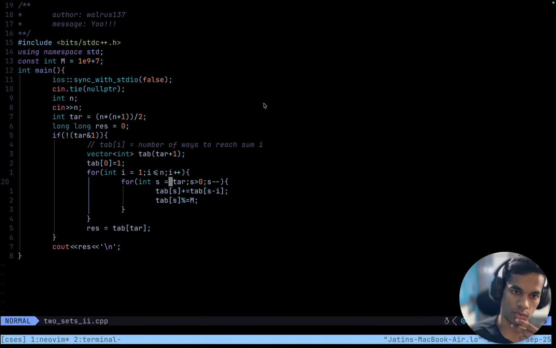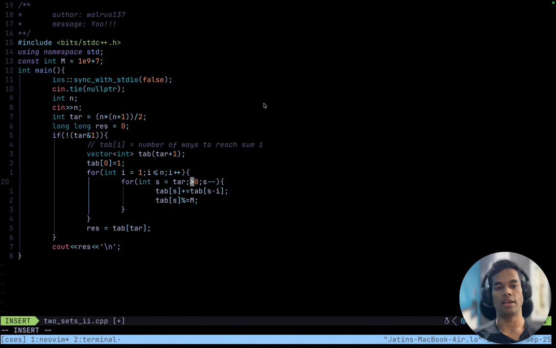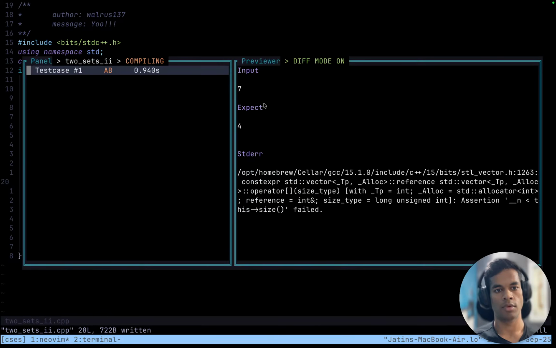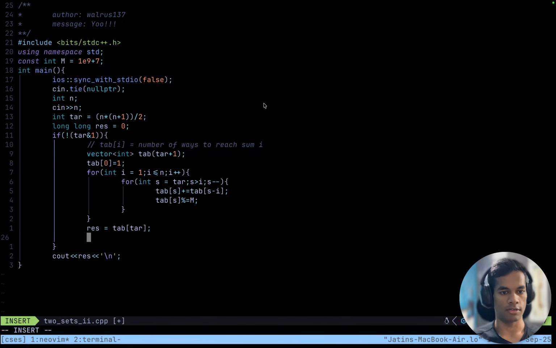tab has some value, only when s equals 1, and that would be the only case when it is increasing and nothing else. Yes, and here also this thing, when I do this, while s is greater than I, right? My bad, that was a mistake. Let's stop. Let's see. And 0 is pretty cool. Let's see, let's see.